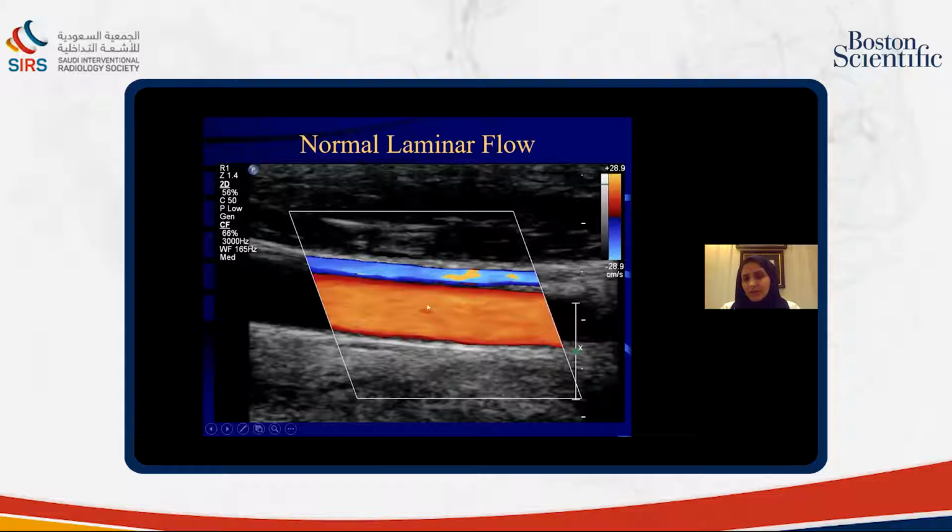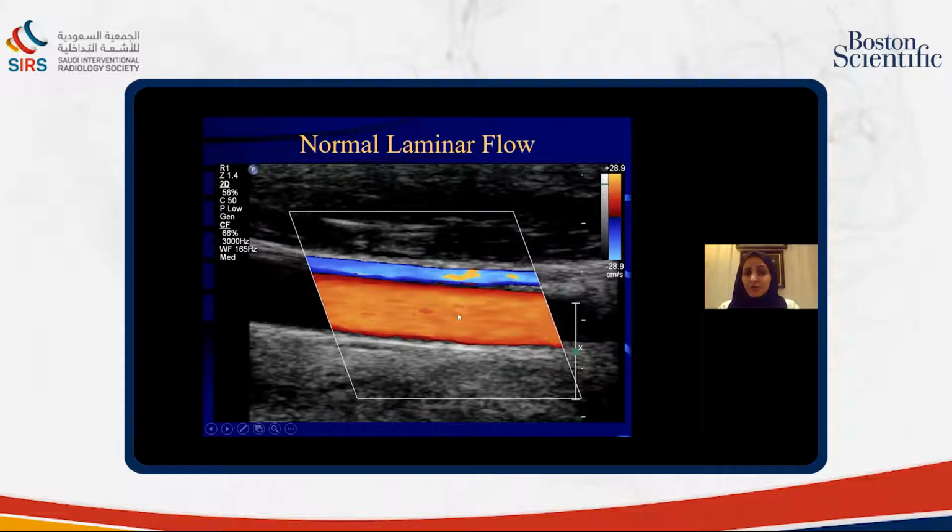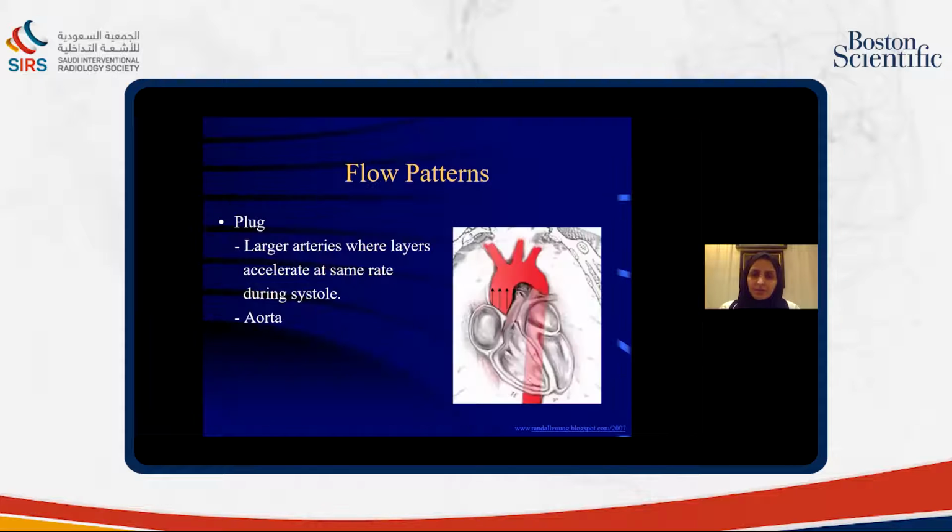You see here, it's an open vessel, and in the area close to the wall, you see more redness here. It's because of the friction, the viscosity also is high here. But when we sample in the middle, this is normal laminar flow. And we use this terminology also in most of the reports.